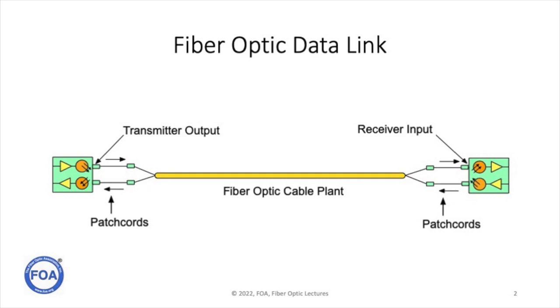A fiber optic data link has a transmitter output, typically a laser, but sometimes an LED, that couples a light signal into an optical fiber that's transmitted through the fiber optic cable plant. And at the far end, there's a receiver with a photoelectric detector that converts the signal back to an electrical signal.